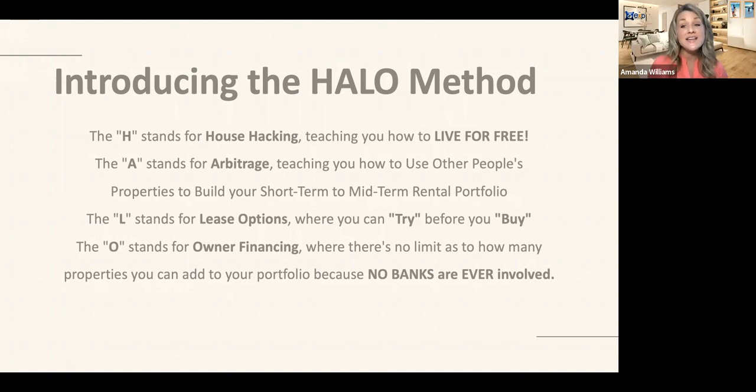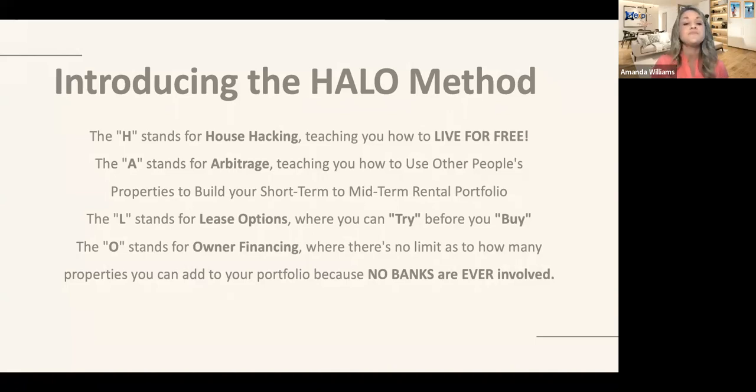And the L stands for lease options. Lease options is what I like to say, try before you buy. So you can go to a landowner or a homeowner and you can say, hey, I want to lease this with the option to purchase in 1 year, 2 years, whatever. And a percentage of what I'm paying you for rent is going to go towards the down payment if I choose to use my option and purchase this property.